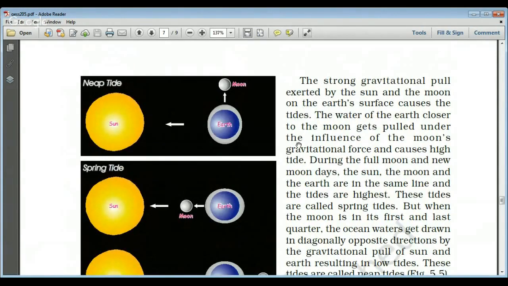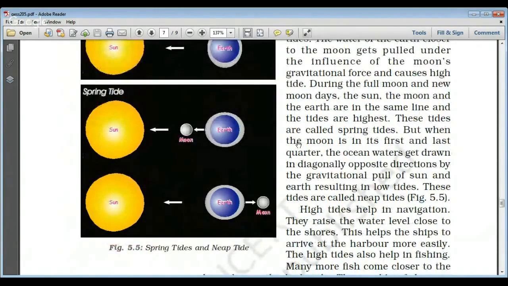See, the water of the earth gets closer to the moon, gets pulled under the influence of the moon's gravitational force, and causes high tide. And during the full moon and new moon days, the sun, moon and earth are in the same line, and therefore these tides are highest, and these tides are known as spring tides.